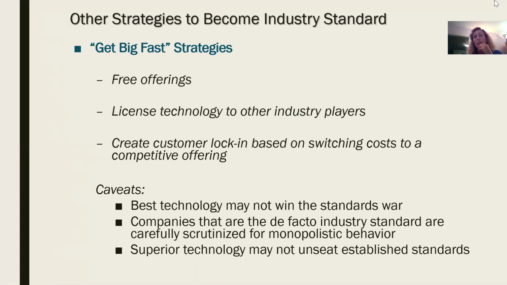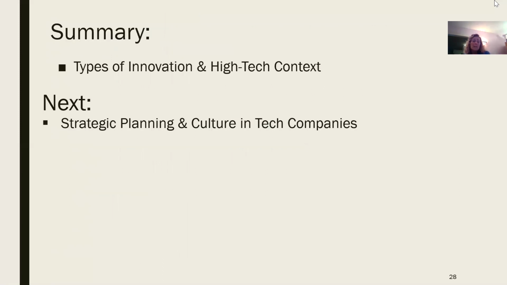And I already mentioned the monopolistic issue here. And I've already mentioned that great technology can't unseat a network effect. It's very difficult to do. It's why Microsoft has been so long-lived in the computer industry, part of the reason. Okay, so you are now an expert on network effects.